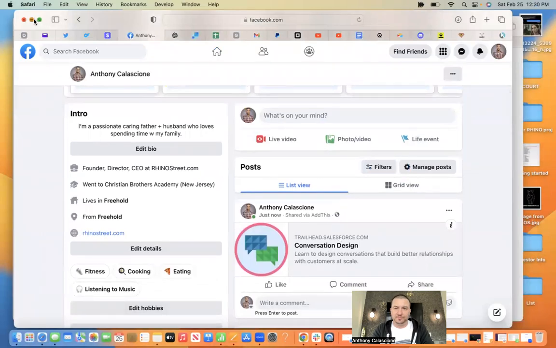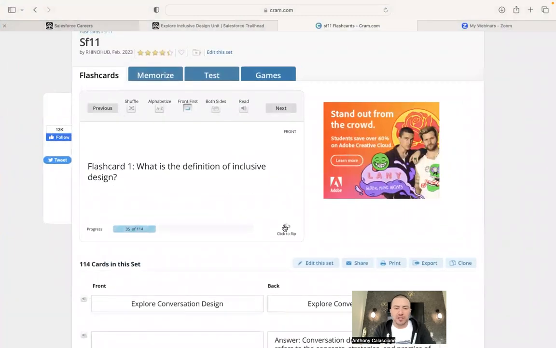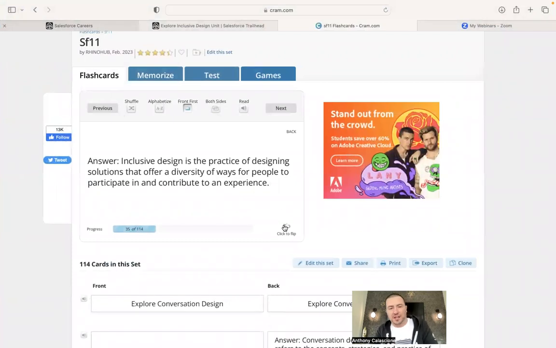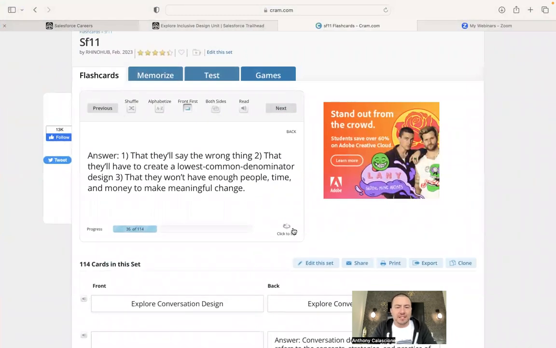All right, cool. All right, let's read that again. What is the definition of inclusive design? Inclusive design is the practice of designing solutions that offer a diversity of ways for people to participate and contribute to an experience. What are the 3 fears of inclusion? That they'll say the wrong thing, that they'll have to create a lowest common denominator to design, that they won't have enough people, time, and money to make a meaningful change.